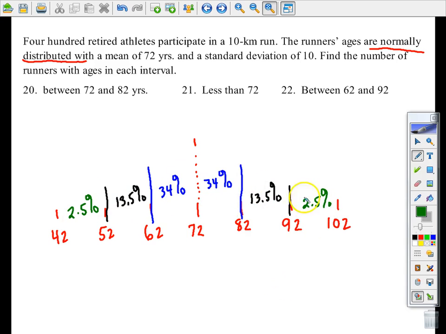Okay, so setting this up, I would suggest you do this on your test, and then just take the ranges that you're given, find the percentage, and don't forget that the percentages that we come up with need to be multiplied by 400 because we're supposed to come up with a number. A lot of people make the mistake on this problem and they give me a percentage. Well, that's only part of the problem. You need to use that percentage times the number of people in your data to come up with an actual number of runners, in this case, with ages in each interval.